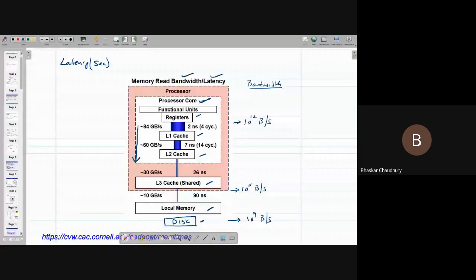As we are going away from the functional unit, because finally most of the data is probably in disk or in RAM, from there the data has to flow, and there is only one way it can flow. From memory it has to first come to the cache, and from cache it has to come to the registers, and then it can go to the functional unit. So it has to go through several data paths, and each of these data paths has different bandwidth and different latency.